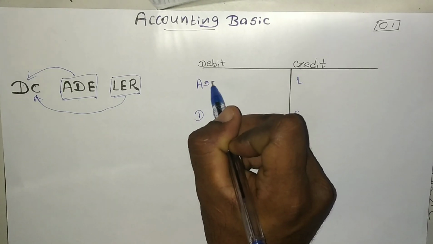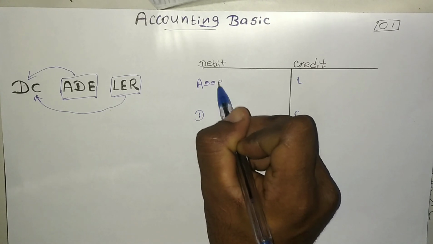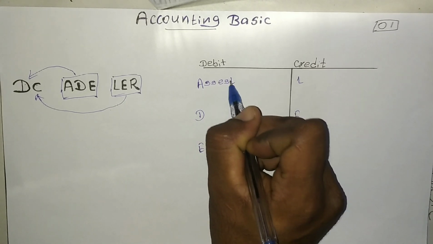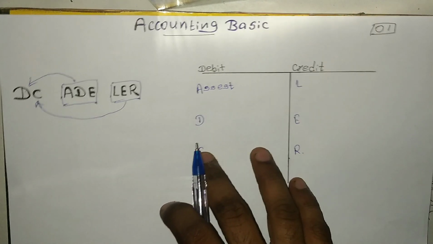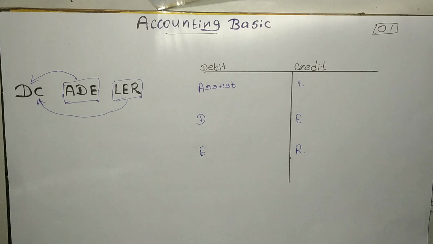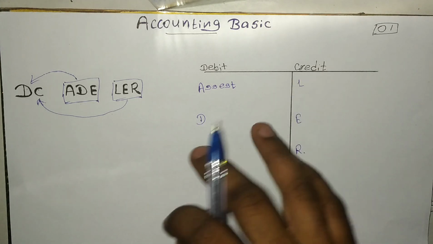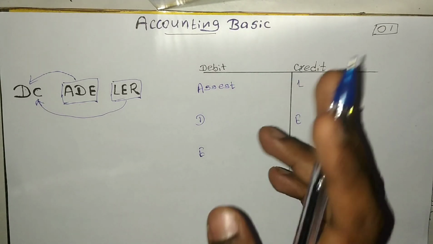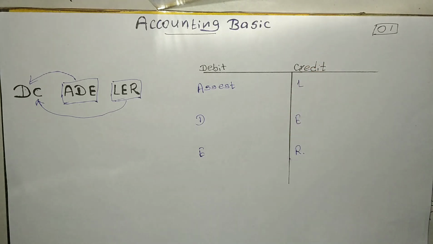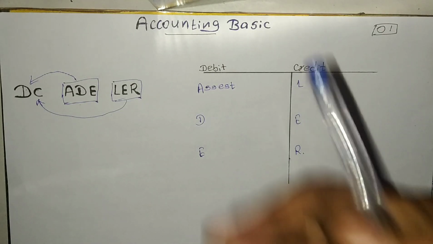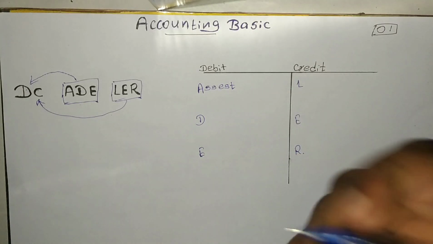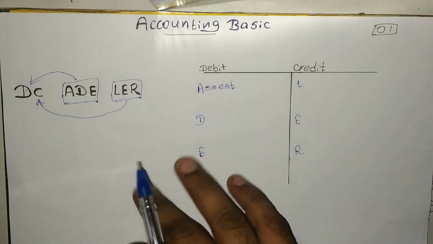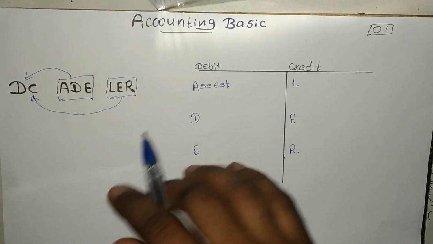Okay, now we know what DC is and what ADE is. ADE goes into the debit group. And L means liabilities, E means equity, and R means revenue.